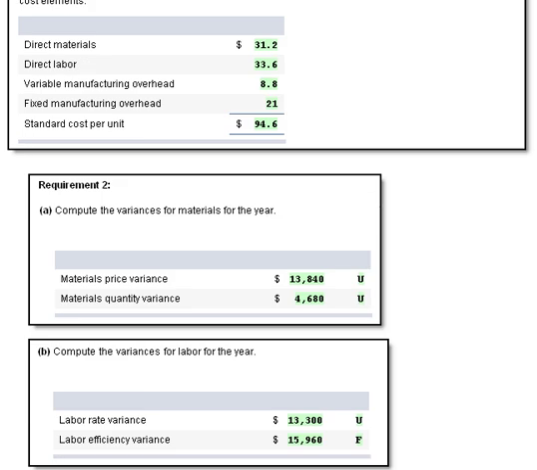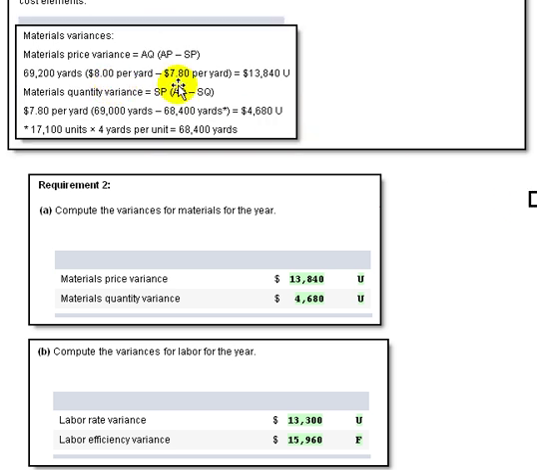Okay, now I've moved the screen a little bit again on you, and now you see requirement 2, which says compute the variance for materials for the year. And the price variance is unfavorable, $13,840. The materials quantity variance is unfavorable, $4,680. Okay, so how do we come up with that? Let me slide over the material variances. I'll put it right here in front of us. Okay, so now we've got it right in this area here.